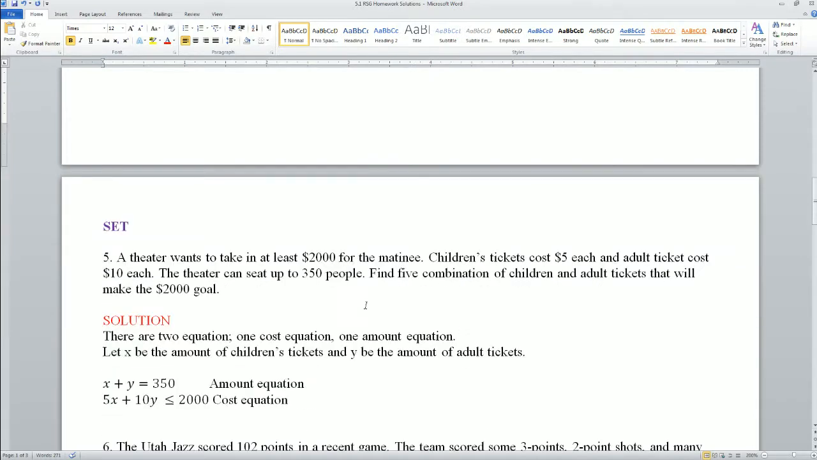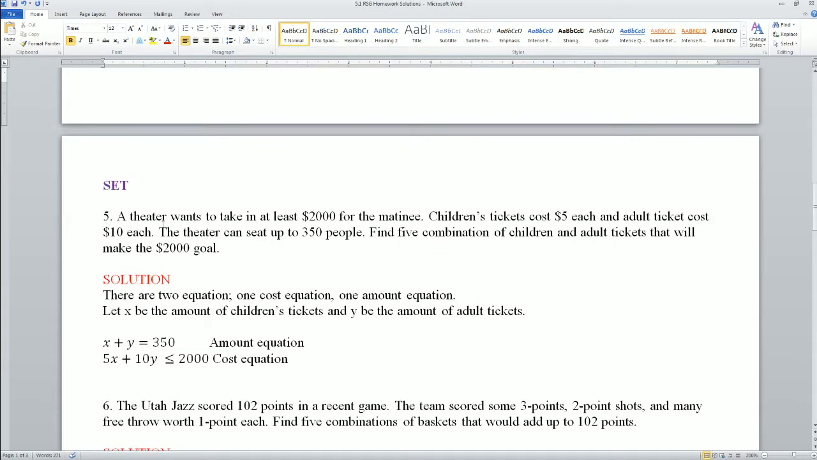Alright, let's do the set part. In here it says a theater wants to take in at least 2,000 for the matinee. Children tickets cost $5 each and adult tickets cost $10 each. The theater can seat up to 350 people. Find 5 combinations of children and adult tickets that will make the 2,000 goal.